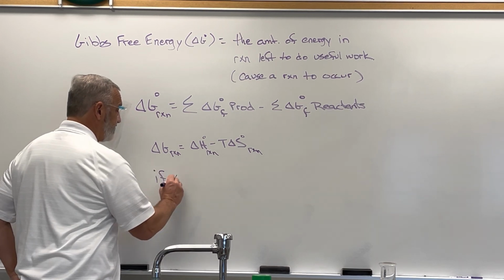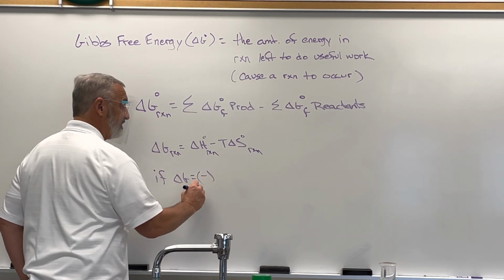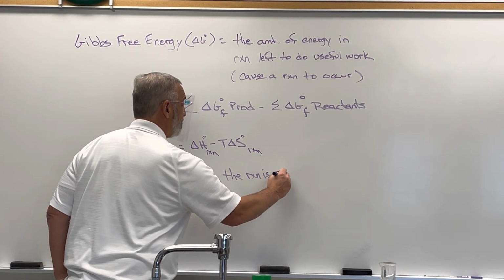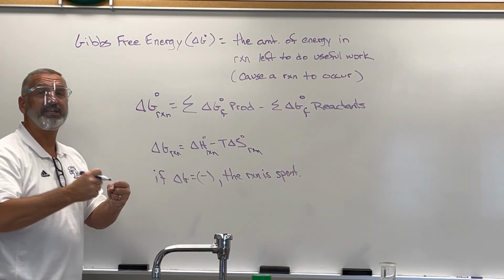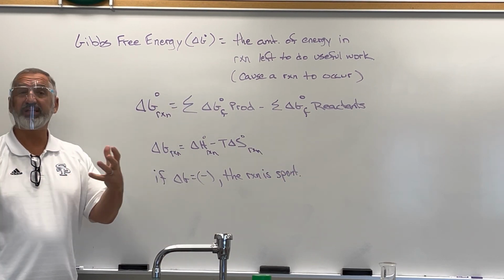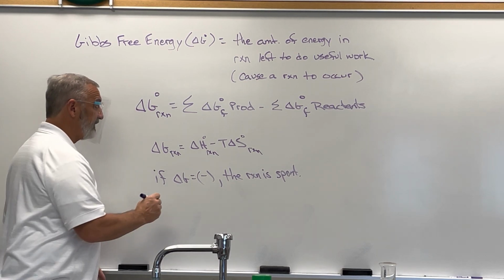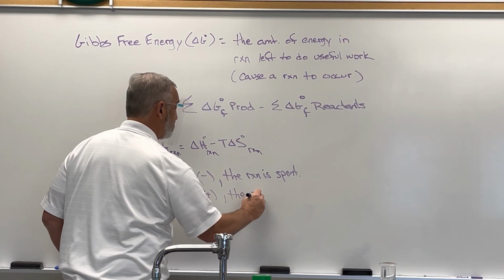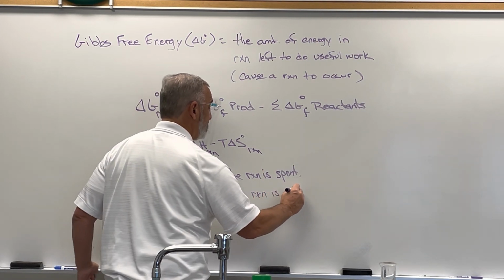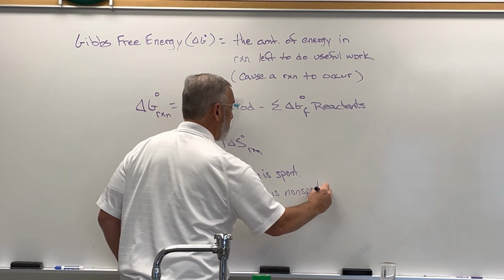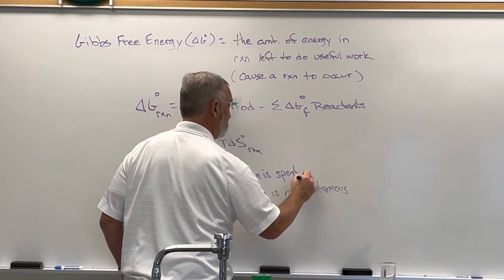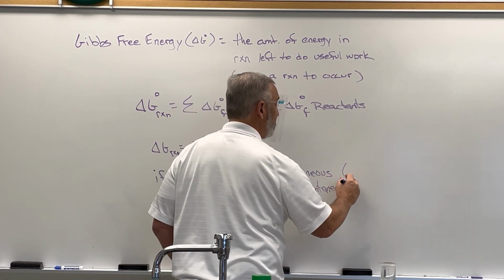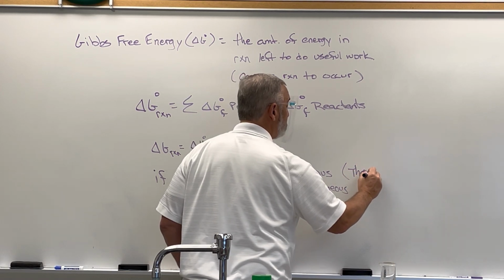If delta G is negative, the reaction is spontaneous. Which means negative means that there's energy to give. All right, they can release energy to the surroundings. They can do work. But if delta G is positive, the reaction is non-spontaneous. Now, we're going to use fancy words. Thermodynamically favorable.